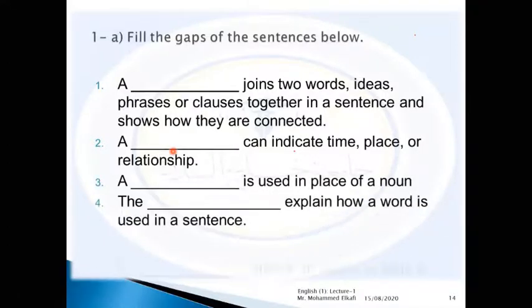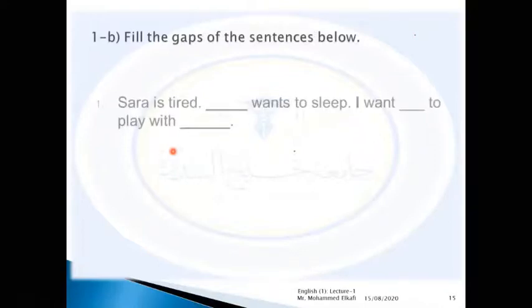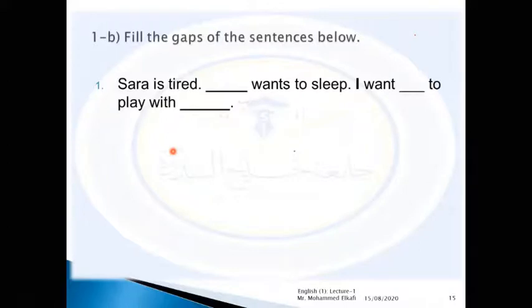And so on. These are the other forms. You can think of them. Another type of question: fill the gaps of the sentences below. Sarah is tired, dot dot wants to sleep. So what do you think of the word that can be used here? Yes, it's a pronoun because it comes before the verb. Since we are talking about Sarah, here we should use a subjective pronoun, which for Sarah is she. Sarah is tired. Yes, she wants to sleep.